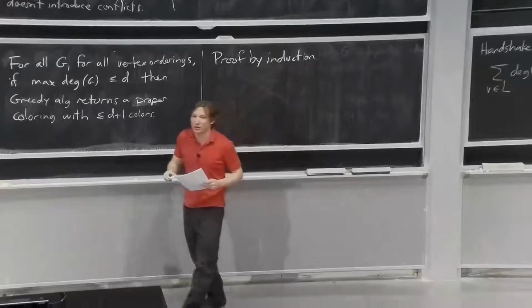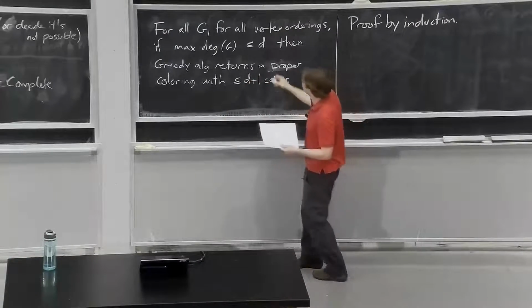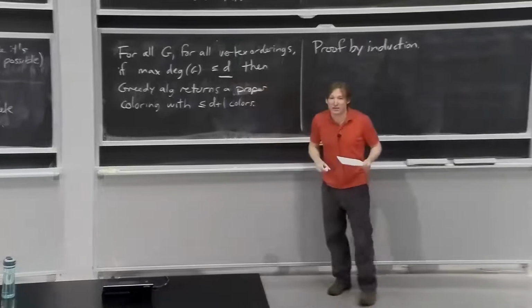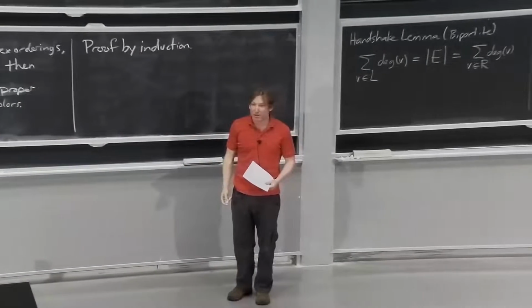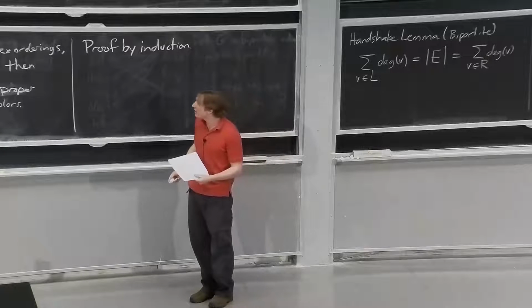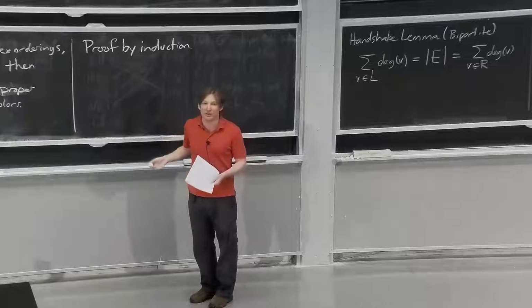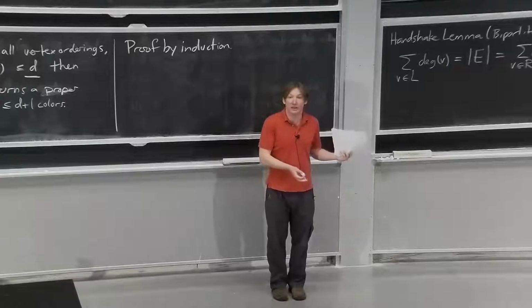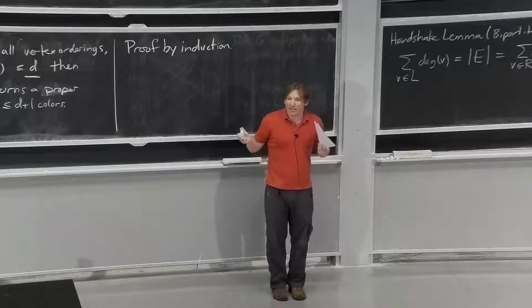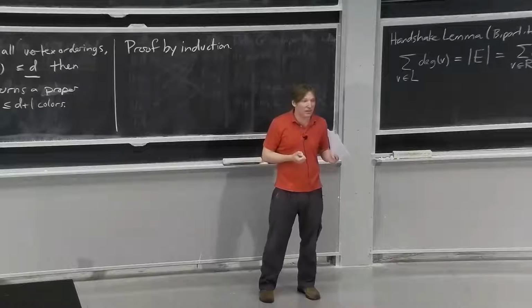But induction on what? We might think, OK, well, there's a d in the theorem statement. So what if we induct on d? Well, that means at some point we know something about all graphs whose degrees are at most 8, and we need to prove something about all graphs whose degrees are at most 9. I don't really see how to get from one to the next. That doesn't seem easy to me, right?